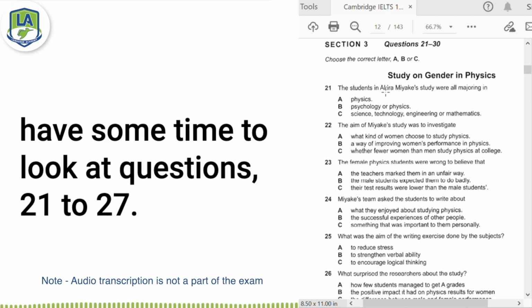So now we have got some time to look at questions 21 to 27. Highlight the keywords. Akira Miyake study and majoring. Aim, investigate. Female physics students. Miyake's teams asked the student to write about writing, so we have to focus on writing here. Aim of writing exercise will be here. Surprising results. So what surprising. We have to see what shocked the researchers. Now look, go through the options as much here.